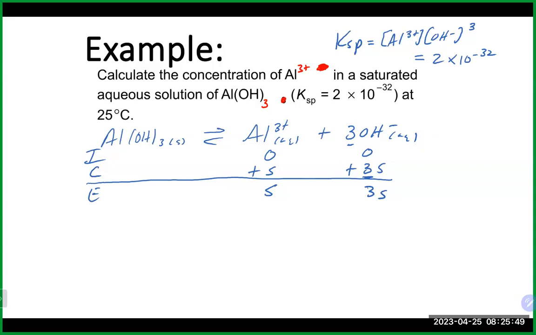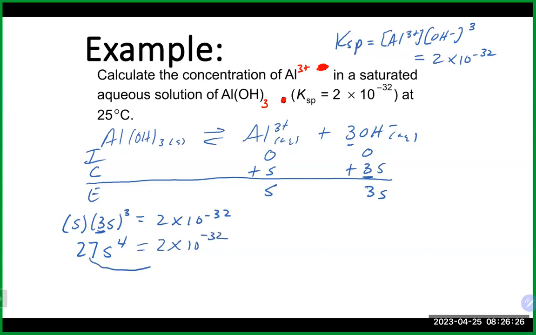Like normal, we're now going to put this into our Ksp expression. And if we do that, that gets us an S times a 3S that is cubed, and that will equal 2 times 10 to the minus 32. I believe that will give us a 27S to the 4th. Do not forget to also cube the number, which is a common mistake people overlook. They oftentimes get the letter, but not so much the number, as obviously it is 3 times 3 times 3.